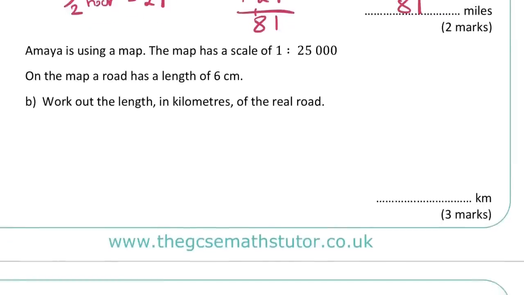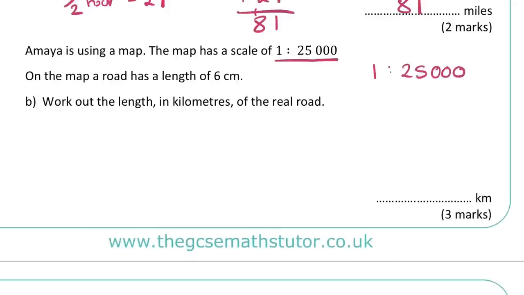Next part, a mayor is using a map. The map has a scale of 1 to 25,000. On the map, a road has a length of 6 centimetres. Work out the length in kilometres of the real road. This actually isn't very nice. Now these sort of scale questions I actually really like. I think they're quite nice questions because 1 to 25,000 just means that it's 25,000 times bigger.